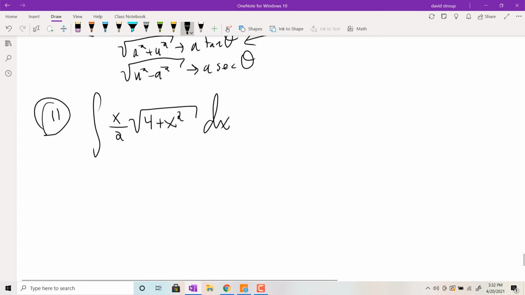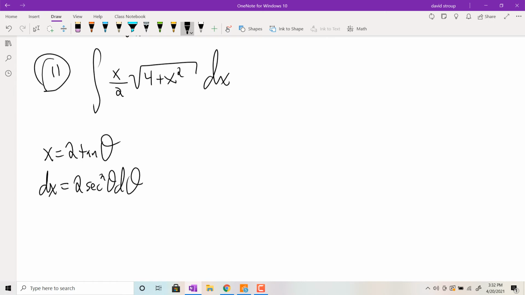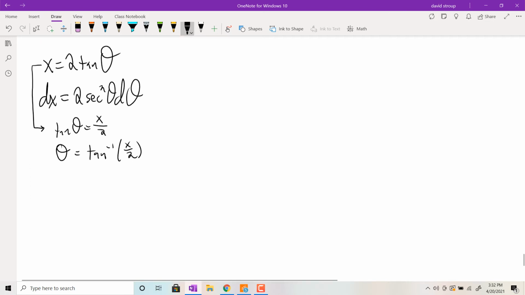A is 2. Okay. So I'll have x equaling 2 tan theta. And for these problems, what I do is kind of get all the ingredients down first, right? So I got dx. I need that. That'll be 2, the derivative of tan, secant squared. Then I need to solve for theta. So you solve for theta from this formula. You'll have tan of theta equals x over 2. Then take tan inverse on both sides, and you get theta is tan inverse of x over 2. Okay. And you need that for the end of the problem.